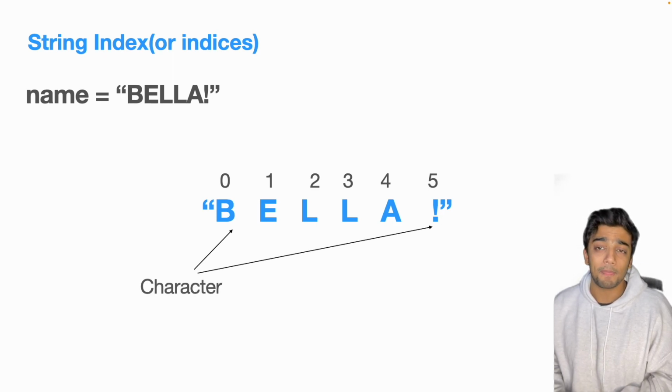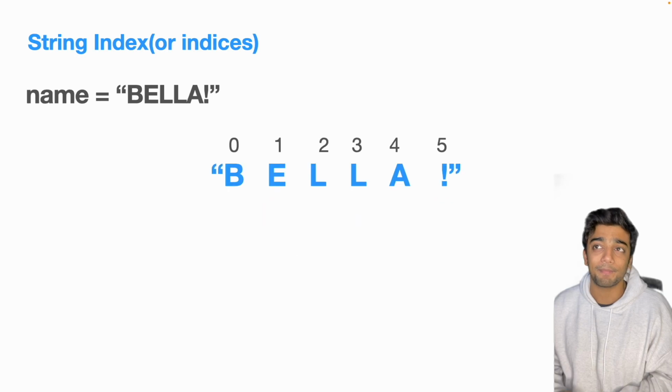So as we see, each alphabet and symbol in the string is a single character. And as we spoke about strings in the last one, a string is a sequence of characters. So what you see here, Bella with the exclamation mark, is a sequence of characters.